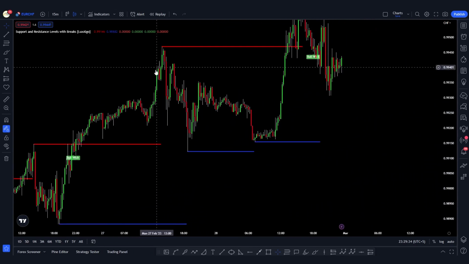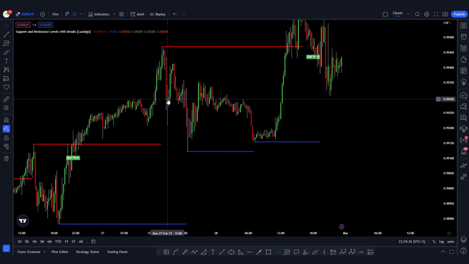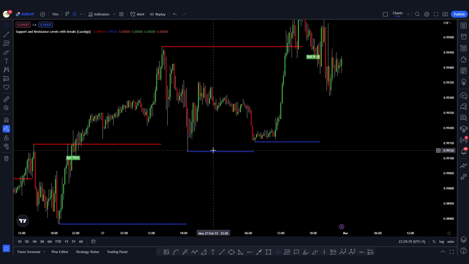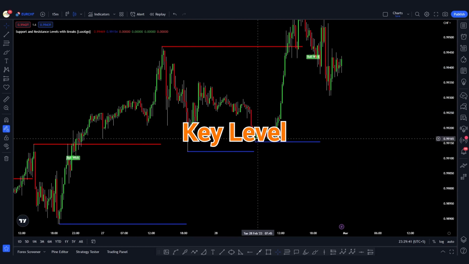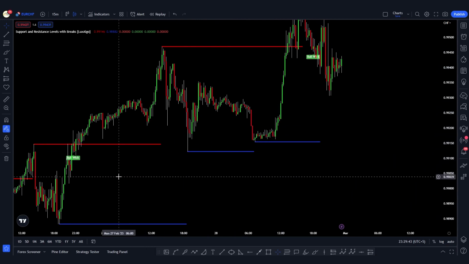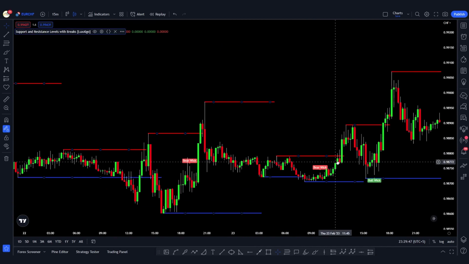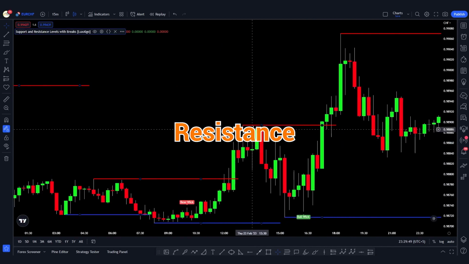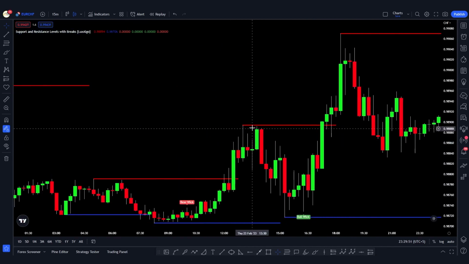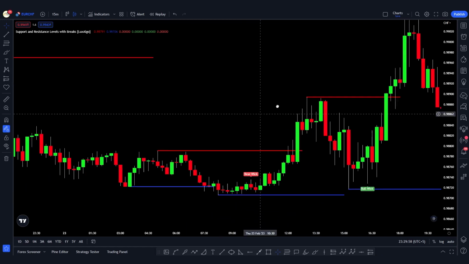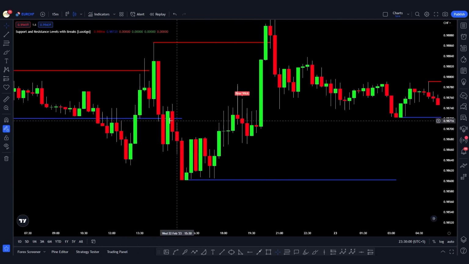There are multiple strategies that you can use this indicator with. For example, you can use this indicator standalone with the support and resistance levels, or you can use it as a key level in your other strategies. And if we go ahead and take a look at some examples, as you can see here, there is this resistance level forming, and with the bounce of the price from this resistance level, you can take a short position at this bounce.